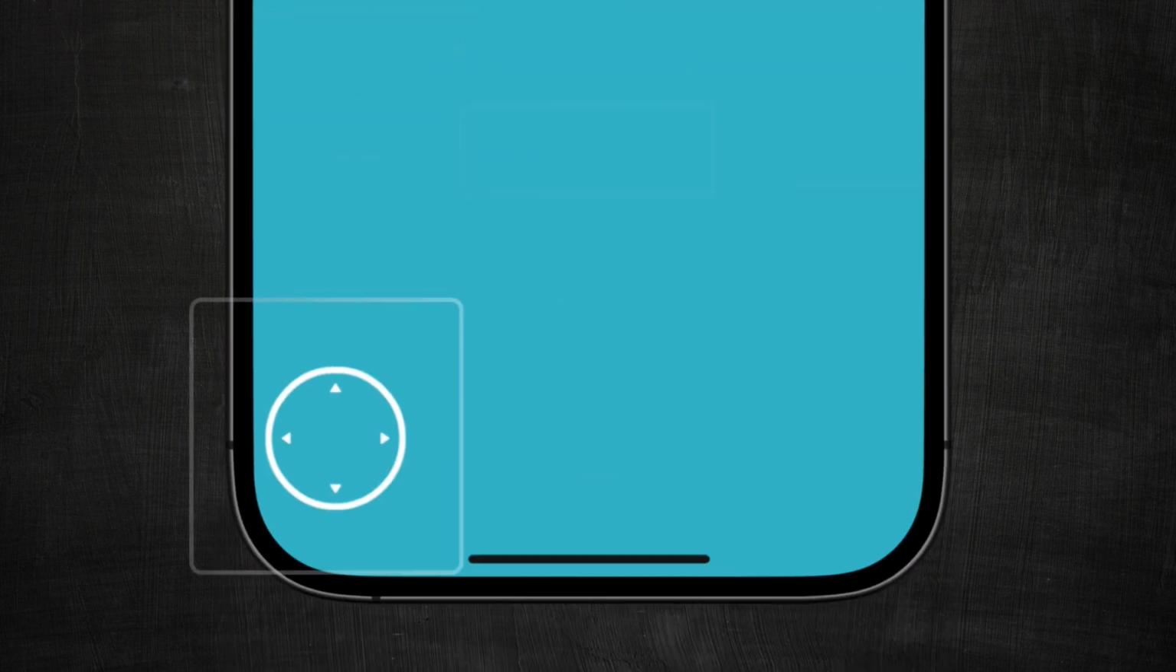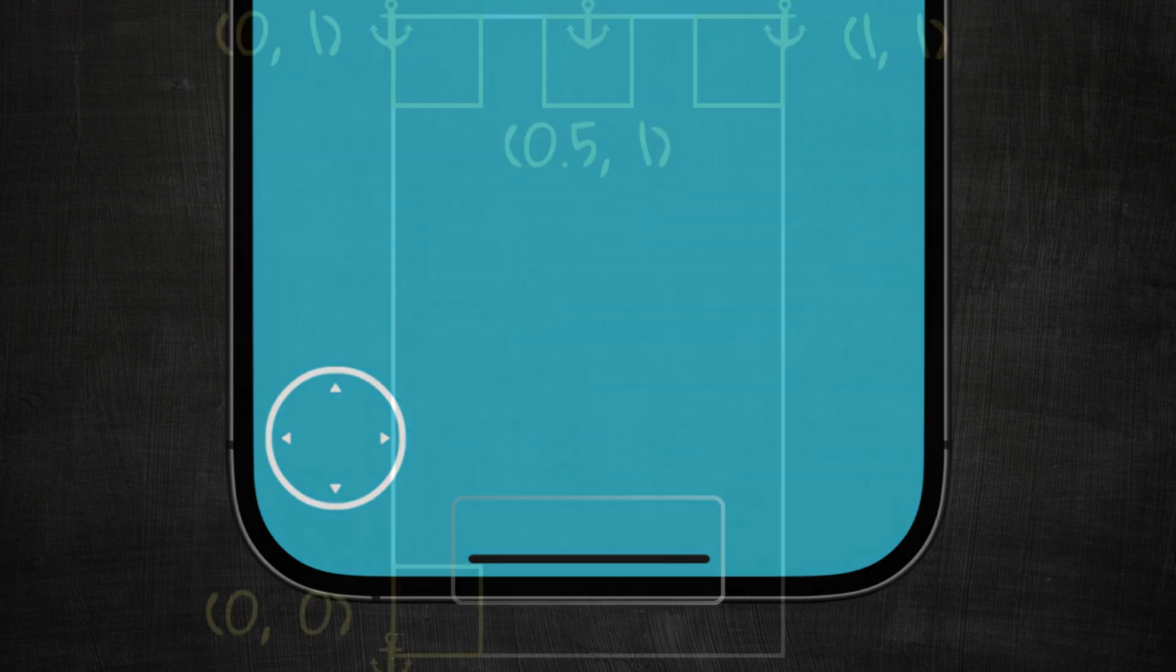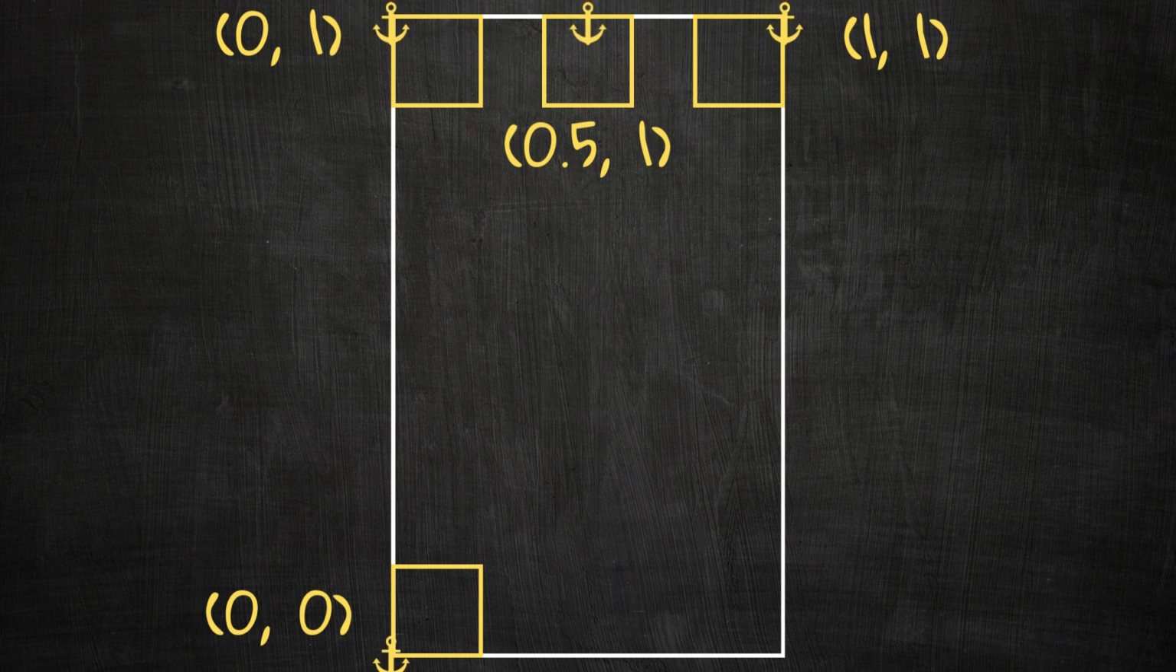We'll also add a virtual controller in the bottom left while avoiding the home indicator area. In general, we'll use anchor points to place things neatly in the corners: 0, 1 for top left, 0.5, 1 for top center, 1, 1 for top right, and 0, 0 for bottom left. That works great for sprites, but for our top left label, we'll handle it a little differently. And if you're not familiar with anchor points, I've got a whole video on that you can watch first.